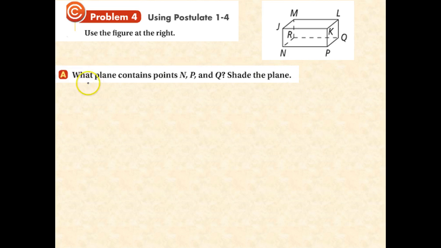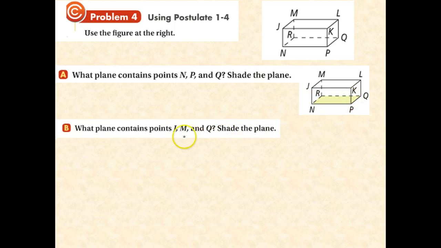All right, so what plane contains the points N, P, and Q? N, P, and Q is like the bottom of this box, right about there. What plane contains points J, M, and Q? Here's J, M, and Q. So that's going to be a tilted plane that comes through here, and we can draw that like this.